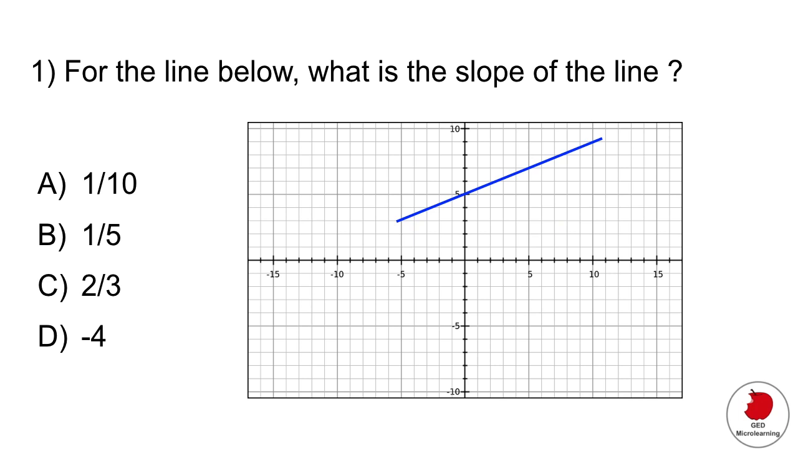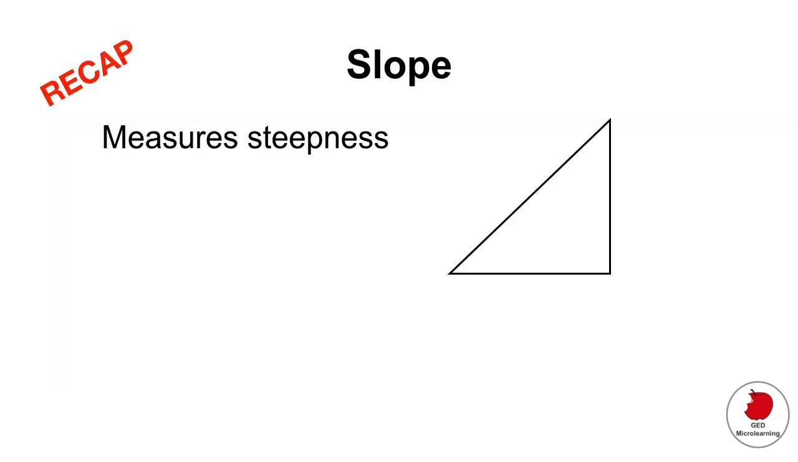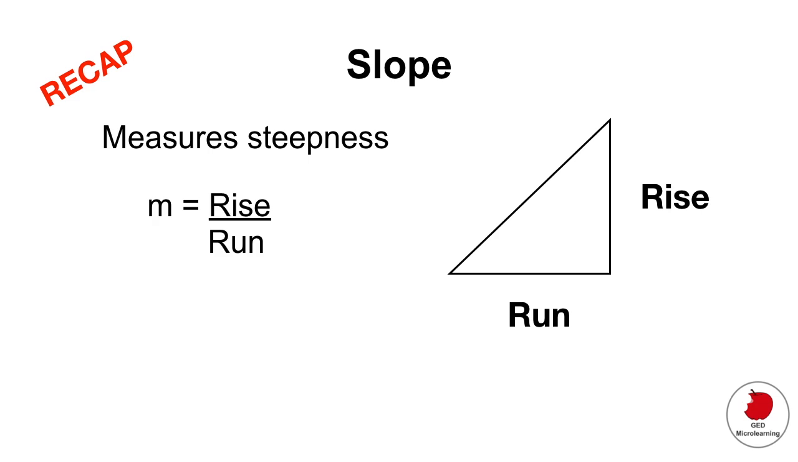So let's recap first of all what a slope is. Slope measures the steepness of a line, whether that line is going up or going down. It's also sometimes referred to as the rise over the run, meaning how much it changes on a vertical plane versus the horizontal plane. And there at the bottom you have the formula that we use to calculate slope.